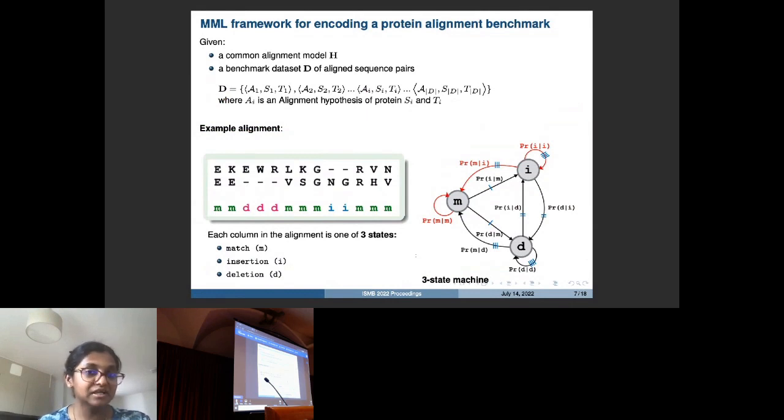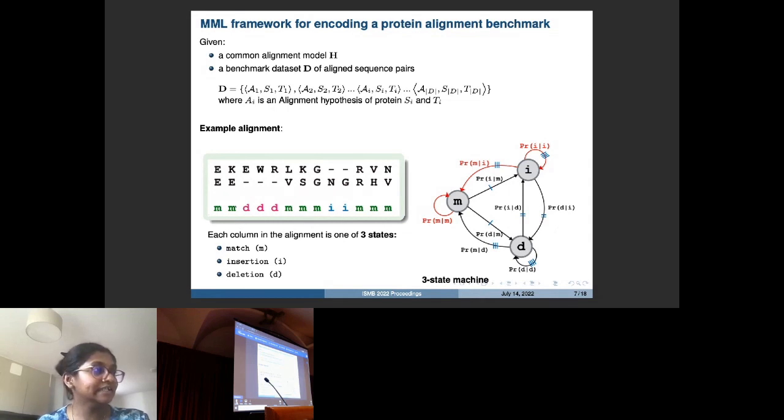So with that, we wanted to go into an MML framework that allows us to come up with a protein alignment model. To describe the exact problem that we were trying to address here, suppose that we have a certain common alignment model H and some benchmark protein alignment data set where we have sequence pairs and their alignments. So let's say we have S_i and T_i as two sequences, and then we have alignment i that describes their relationship. So this is an example alignment as such.